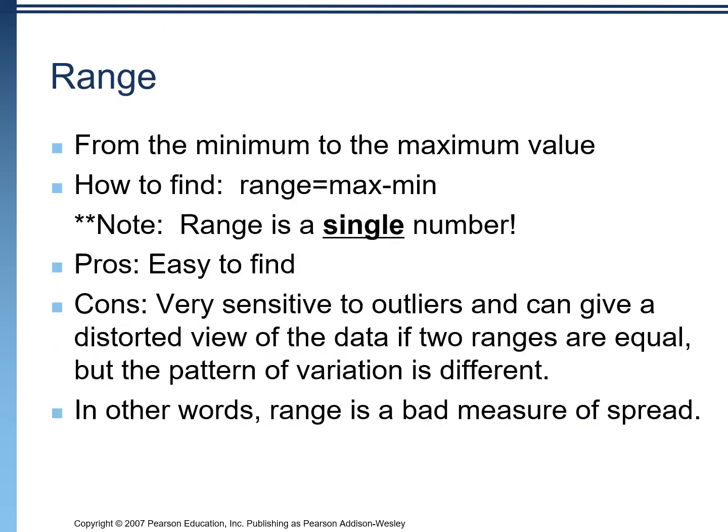and that's why we want to learn about these different measures of spread. The simplest measure of spread is the range. It's how far it is from the minimum to maximum value, and we're just going to subtract those 2 data points. As a note, the range is a single number, so we wouldn't want to say that the range of the quiz was from 70 to 100. We would say that the range of the quiz is 30. Pros are that it's very easy to find. Cons are that it's extremely sensitive to outliers.